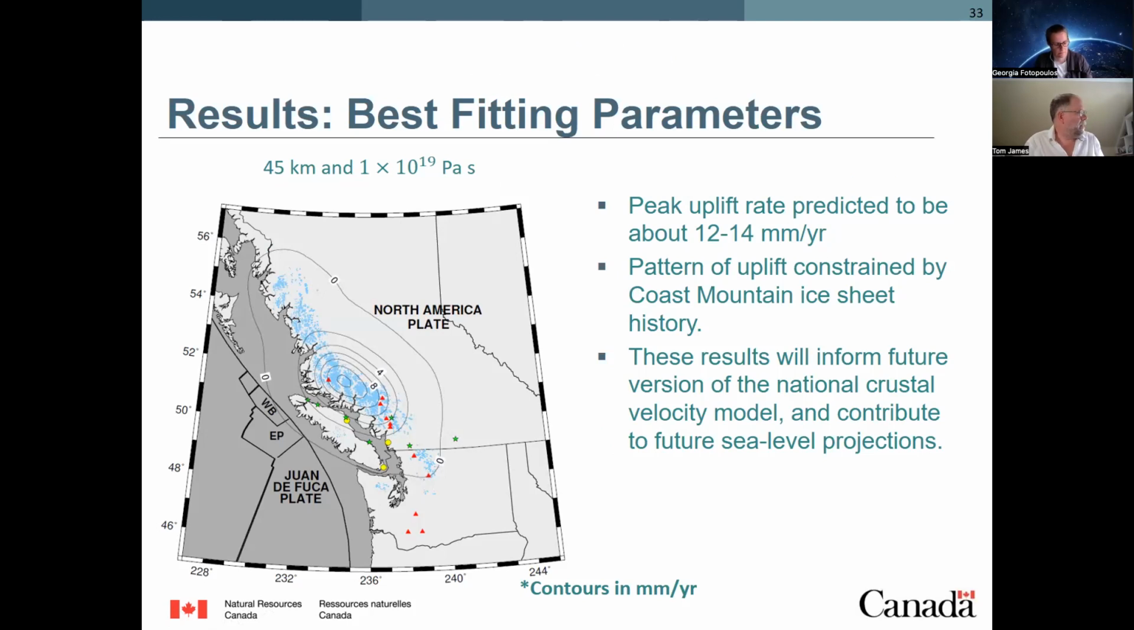But if you look at the green stars, that's where the GNSS or GPS is. And you can see that one of the things that we would hugely benefit from are some additional GPS sites within the coast mountains to better constrain these models. But at any rate, this pattern of uplift is constrained by coast mountain ice sheet history. We think we've learned a lot already. And results like this can inform future versions of the National Crustal Velocity Model and then contribute to future revisions of sea level projections.